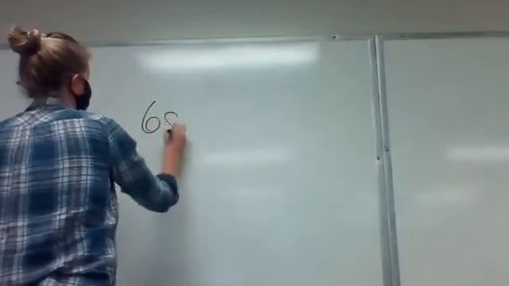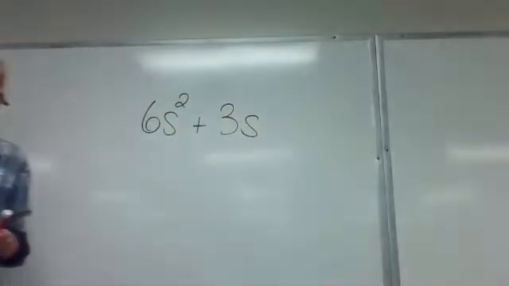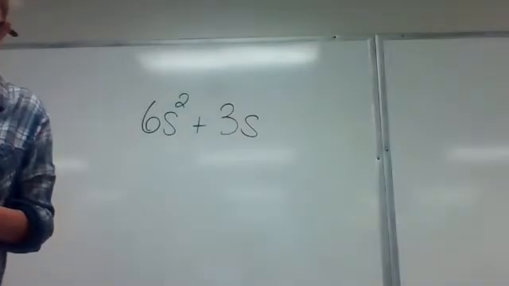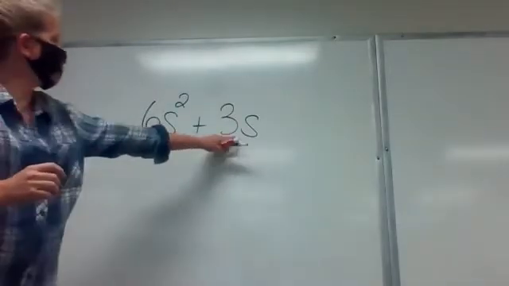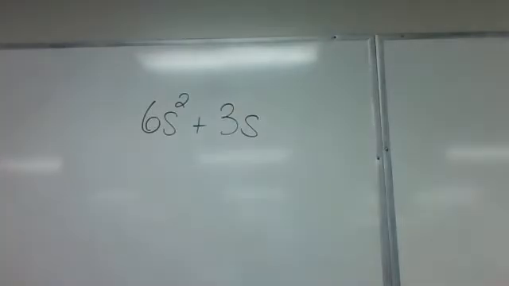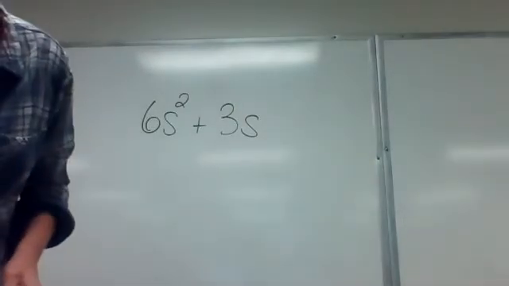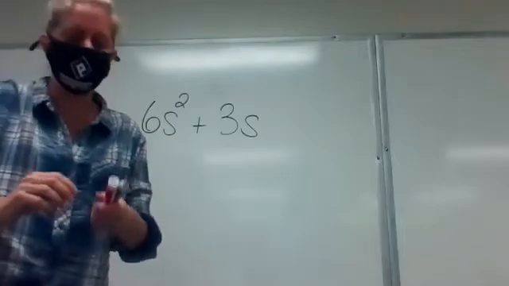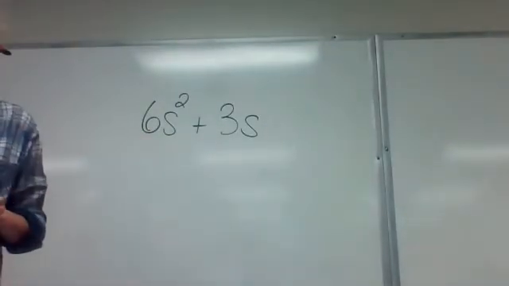You've got 6s squared plus 3s. So this time they're going to have more than just the s in common, right? Look at the 6 and the 3. What do they have in common? In other words, what goes into both of those that I can pull out? What goes into 6 and also goes into 3?